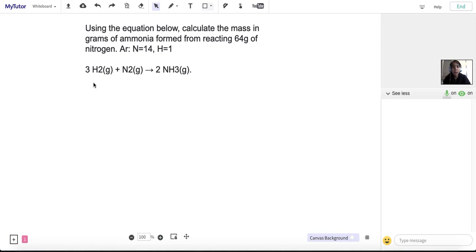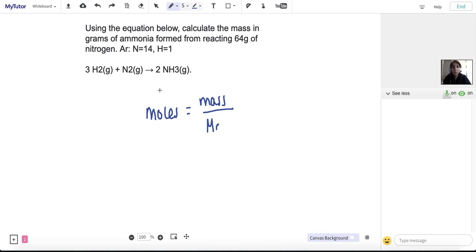We can see that it's balanced. So we've got 6 hydrogens on the reactant side and 6 on the product side, 2 nitrogens on the product side and 2 nitrogens on the reactant side. So the first equation that we need to be able to use, or the main one in this question, is that the number of moles equals the mass over the relative formula mass, Mr.